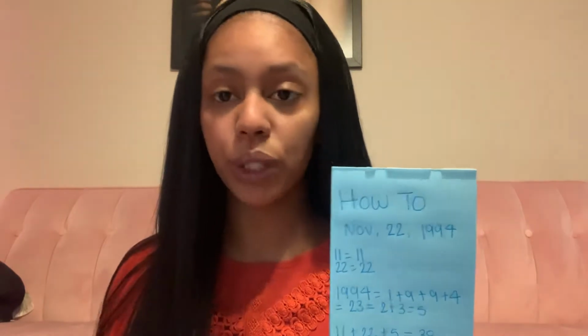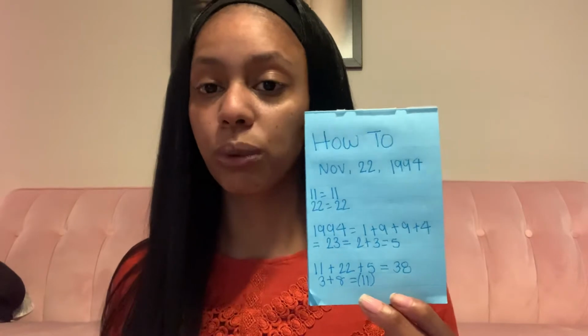At that point, you would take the 11 and the 22 and add them together plus the 5, and you would come out with the sum of 38. Then you would do 3 plus 8, and you get the sum of 11. So my life path number is 11. Now, if your life path number is 11, we're going to go over what that means for you.